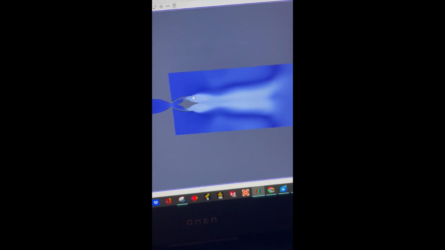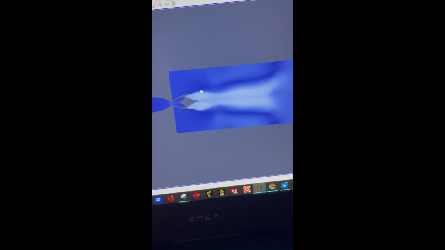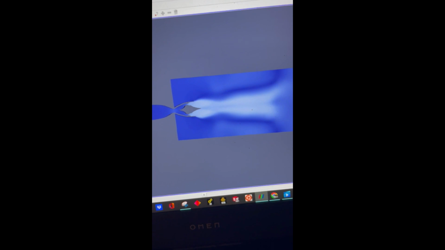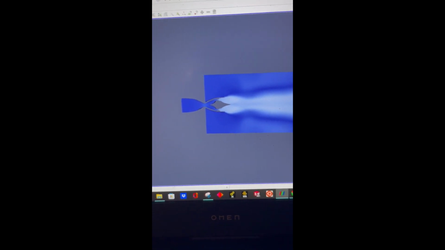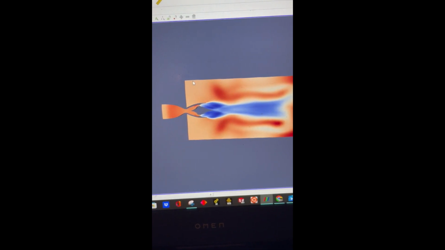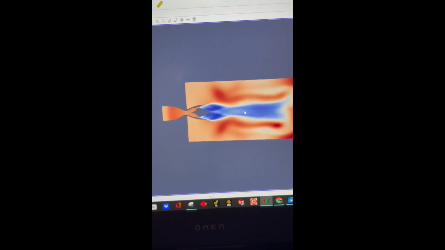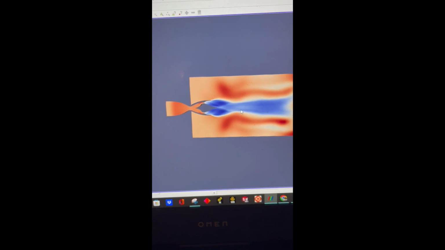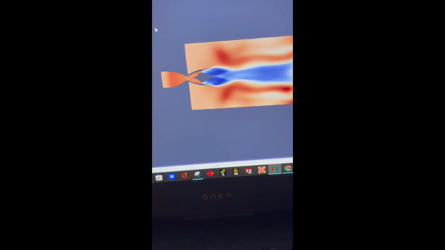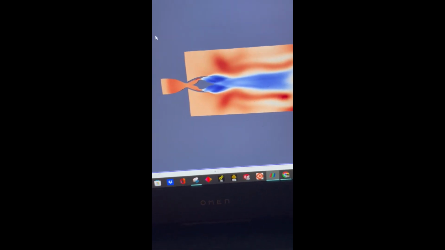Well, we can clearly see that there is some plume expansion, and this is pretty good, but I think we can do better. Here's our temperature plot. And yeah, everything looks fine right now. So now let's move on to my test setup.